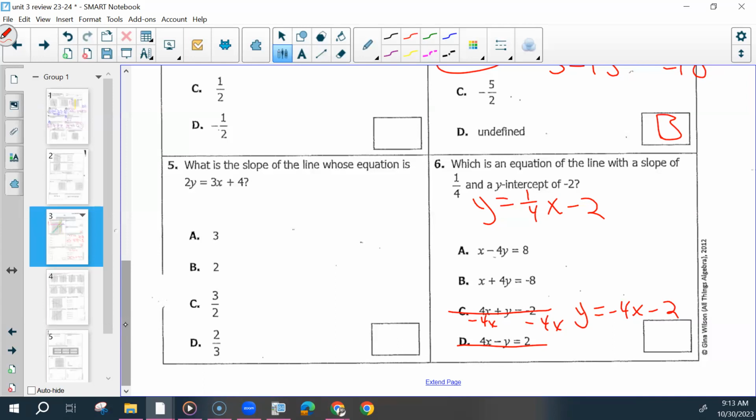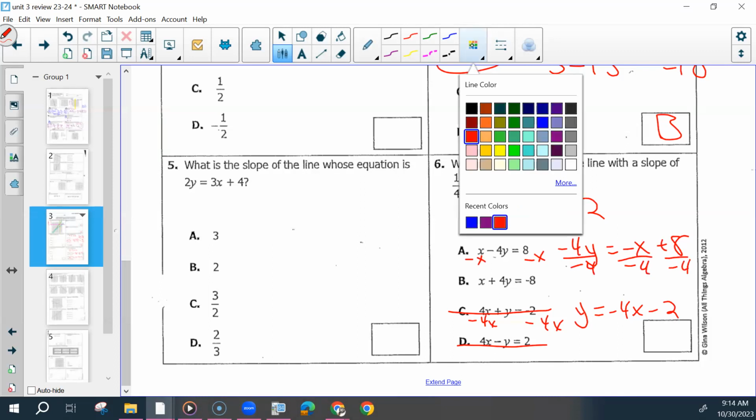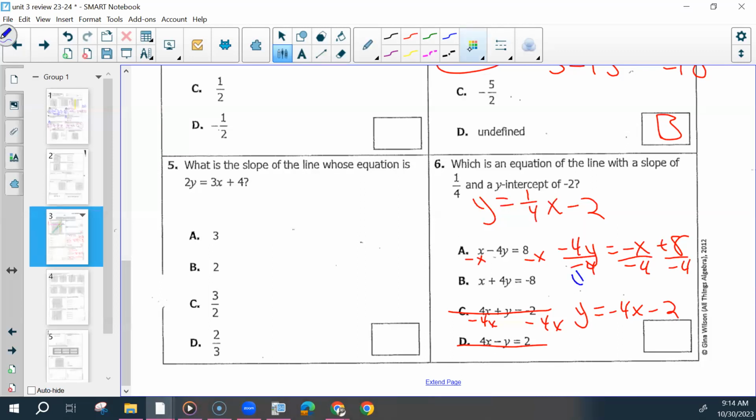So again, we would need to solve one of these. Let's say I solve A. We have negative 4y equals negative x plus 8. And divide everything by negative 4. So we have y equals positive 1/4 x minus 2, which matches, so that would be our answer. If it didn't match, B would automatically be the answer.